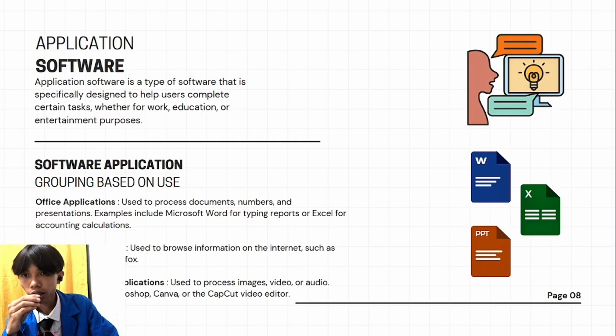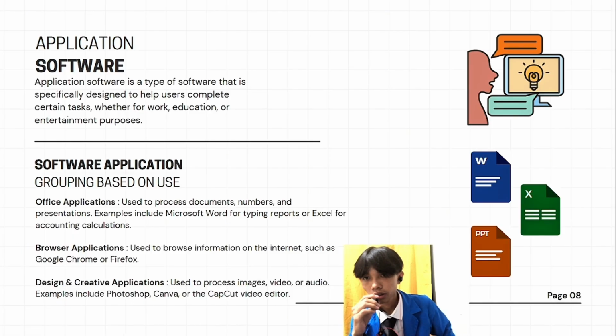Application software. Application software is a type of software that is specifically designed to help users complete certain tasks, whether for work, education, or entertainment purposes. Software application grouping based on use. Office applications are used to process documents, numbers, and presentations. Examples include Microsoft Word for typing reports or Excel for calculations.